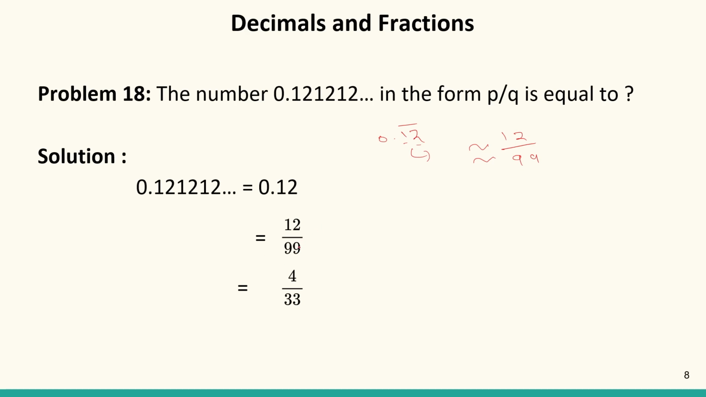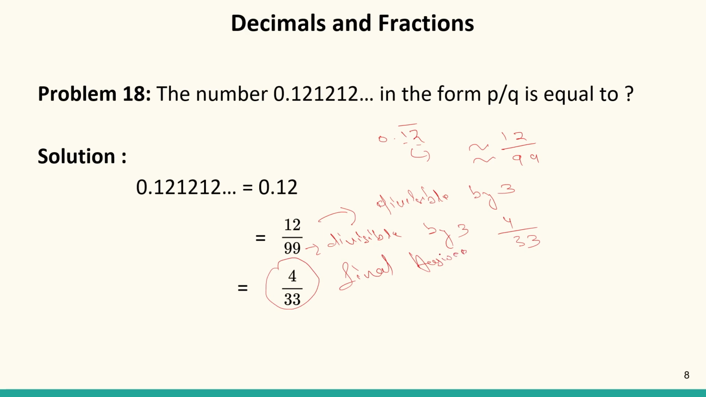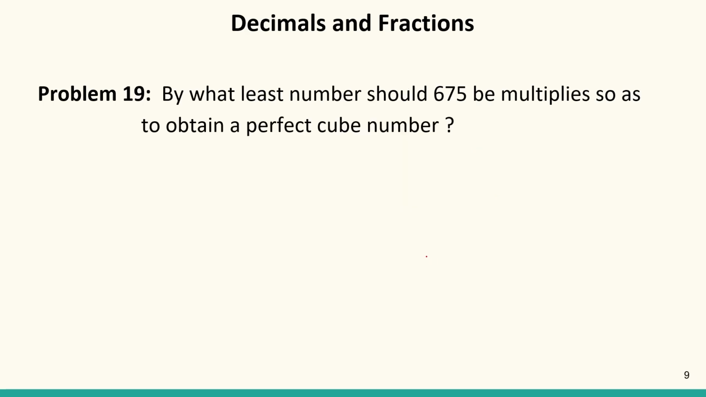Since 99 is divisible by 3, 9 plus 9 is equal to 18, and 3 into 6 is equal to 18, so 99 is divisible by 3. And we all know 12 is divisible by 3. So 12 by 99 will be equal to 4 by 33. So 4 by 33 will be the final answer. Okay, let's jump into problem number 19.